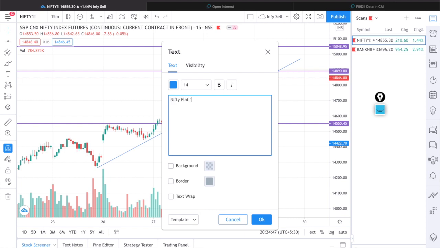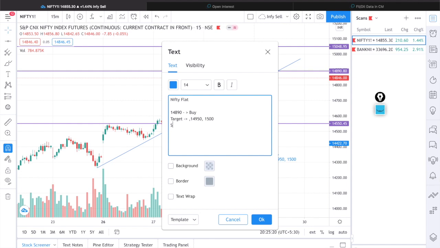And what is the level? The level is very clear, 14,890. This is the area where we can buy in Nifty. This is the buy, and the target is very good, that is 15,000. The first target will be 15,000 or 14,950. So these are the two targets coming up from the screen.